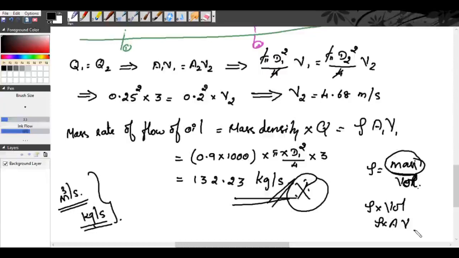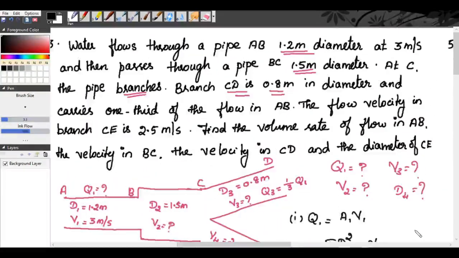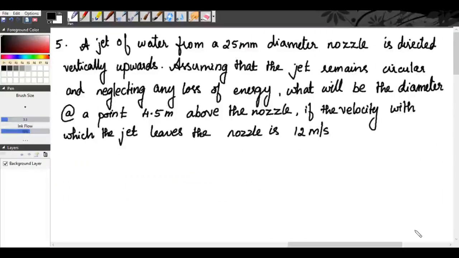Now, we will move on to our last problem, that is our fifth problem. So, the last problem is a jet of water from a 25 mm diameter nozzle is directed vertically upwards. This is another application. So far for past 4 problems, we saw the application for the flow of a fluid in pipe. This problem, the application is a nozzle, a jet of water flowing from a nozzle. Previous case it was pipes, here it is a nozzle.